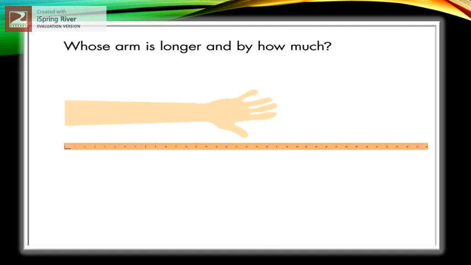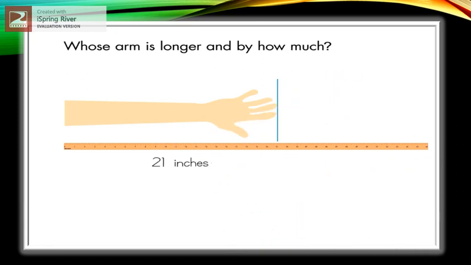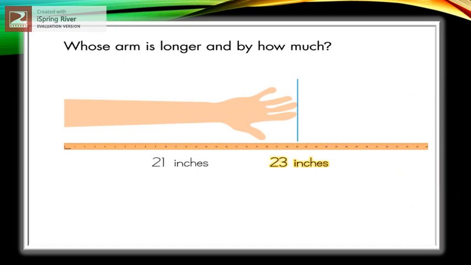Listen and look for other students who choose a yardstick to measure each other's arms. Listen for these students to explain that they chose the yardstick because it goes up to 36 inches, making the length of an arm easy to measure. These students measure the first partner's arm. Then they measure the second partner's arm. The second partner's arm is longer.